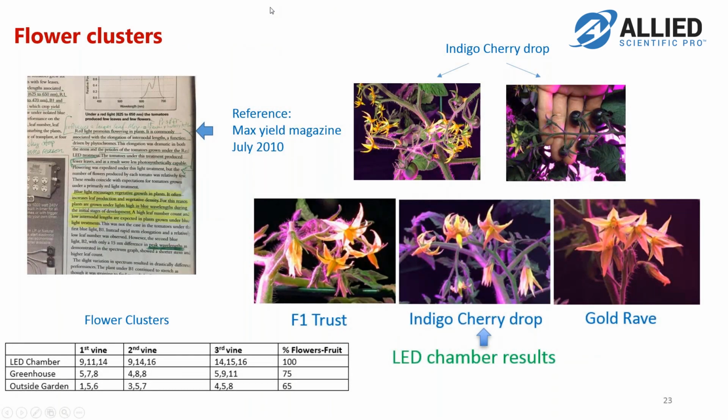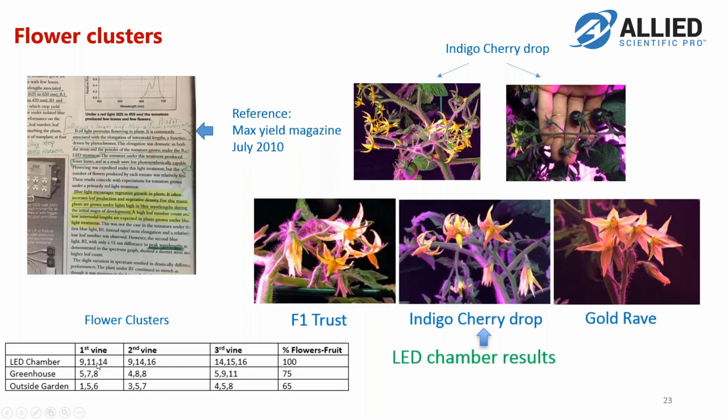So as far as the flower clusters are concerned, the LED chamber produced the best flower clusters, and here's a quote from a LED magazine. It says blue light encourages vegetative growth in plants. It often increases leaf production and vegetative density. For this reason, plants are grown under lights high in blue wavelengths during the initial stages of development. A high leaf number count and low internodal lengths are expected. And this is exactly what we observe.